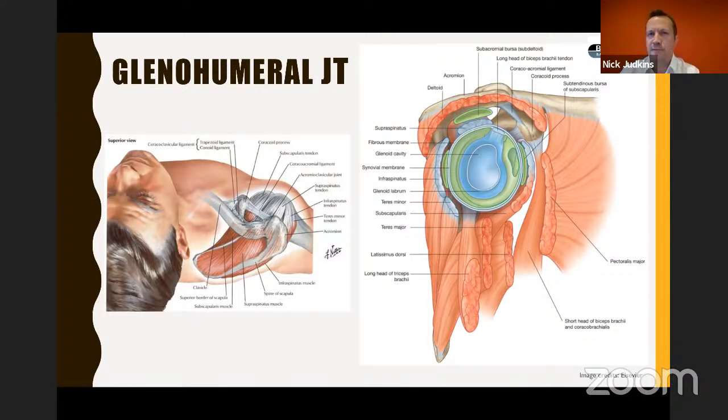You can probably gather from that that even though you have the joint capsule all around the glenohumeral joint, there's actually an area of weakness inferiorly, in particular anterior-inferiorly, and that is why the joint normally dislocates in that direction.